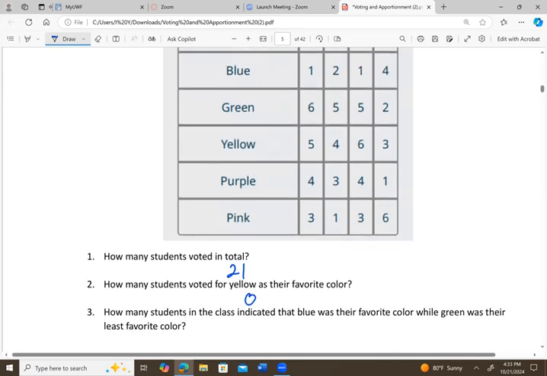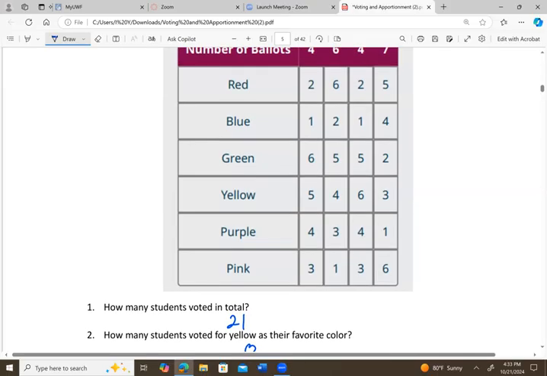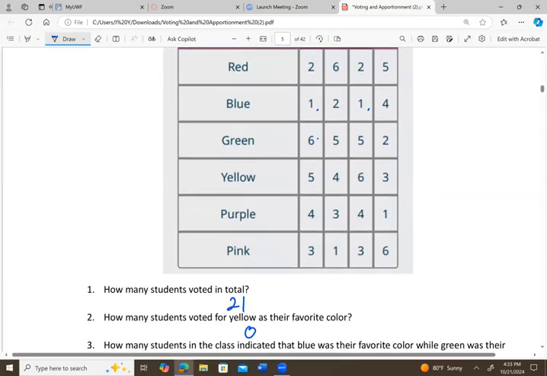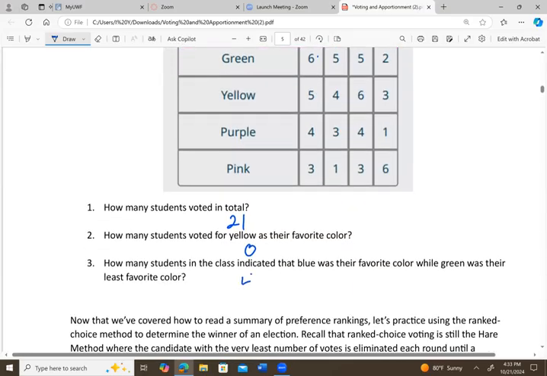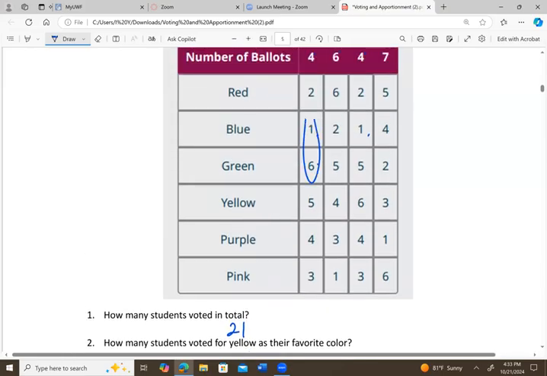How many students in the class indicated that blue was their favorite color while green was their least favorite? So blue 1, green 6. Blue 1, green 6. Blue 1, nope. So it's just those 4. These 4 right here.